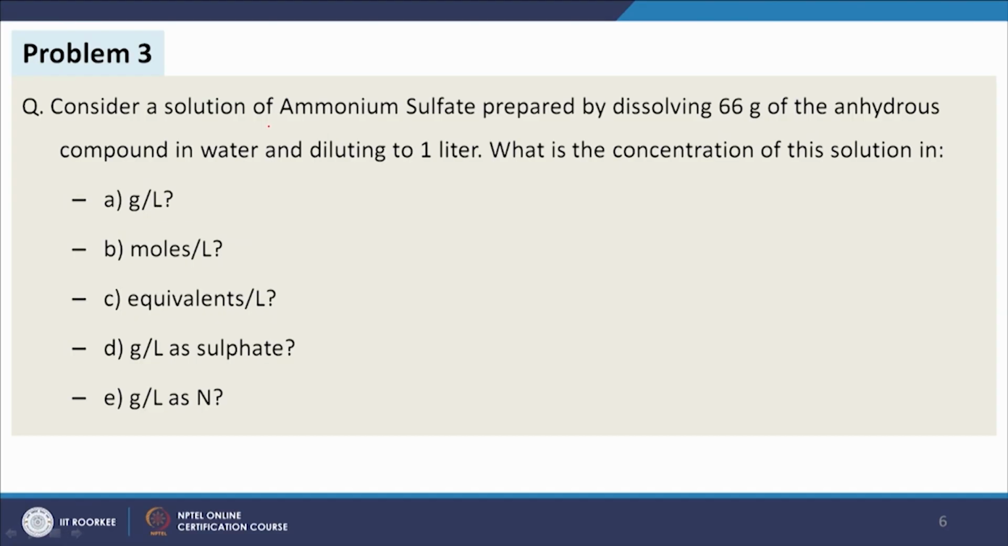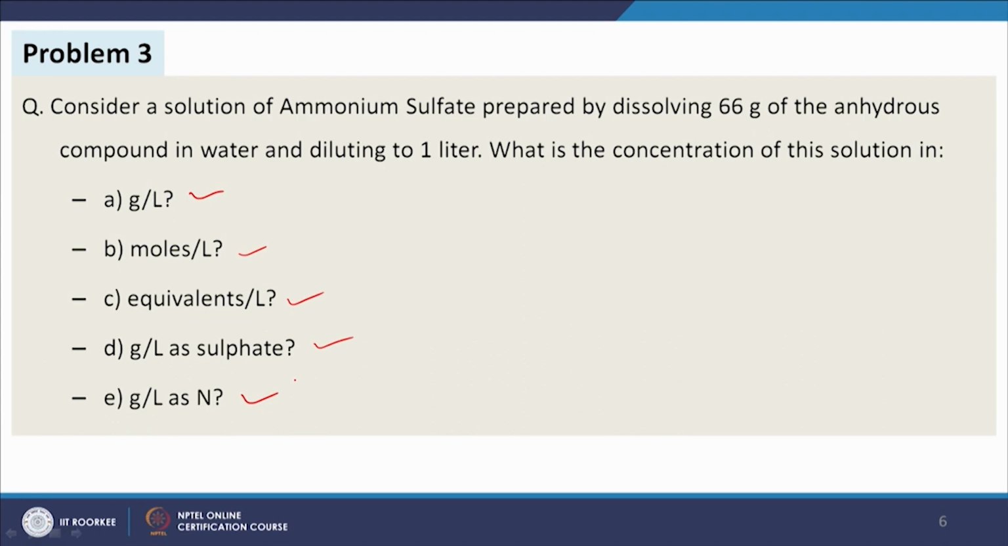Okay. So, now we will see problem number 3. The statement is like this: consider a solution of ammonium sulphate prepared by dissolving 66 gram of the anhydrous compound in water and diluting to 1 liter. Then what is the concentration of the solution in gram per liter, moles per liter, equivalents per liter, gram per liter as sulphate and gram per liter as nitrogen. So, we have to calculate these as per the statement.